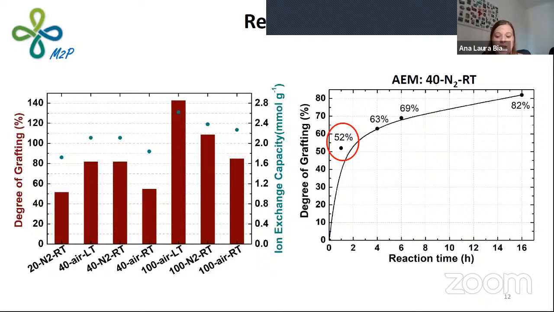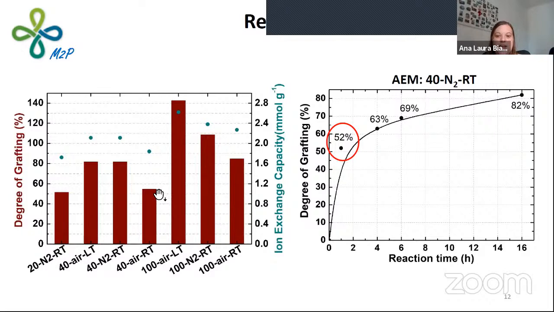Another interesting thing is that the whole synthesis normally takes 16 hours. But if we irradiate in nitrogen atmosphere, we can achieve the same degree of grafting in just 1 hour. That's the case of this figure here. So we see 52% in just 1 hour, and with air and room temperature, we reached the same degree of grafting, but in 16 hours.